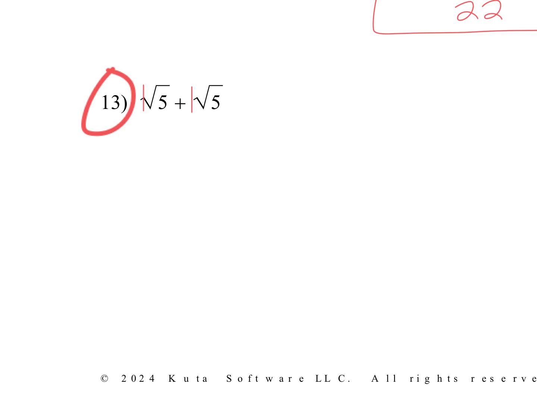So are these like terms? They have the same radical, that makes them like terms, so all we can do is add them together. 1 square root of 5 plus 1 square root of 5, 2 square root of 5. Yep, think of it as x plus x. We get 2x. Our x is just that square root of 5 though.